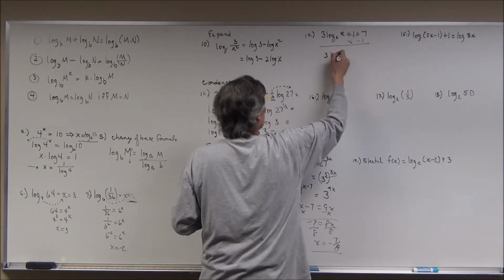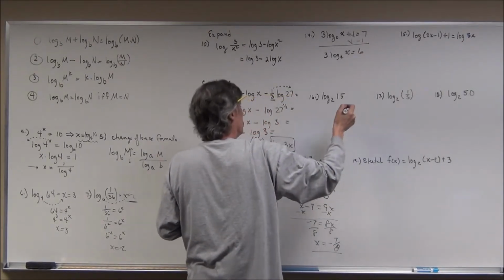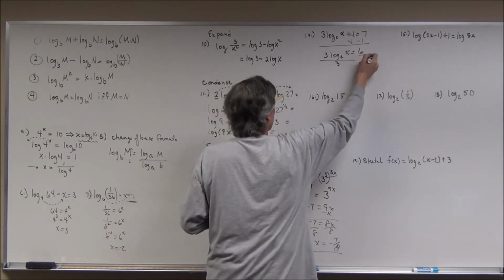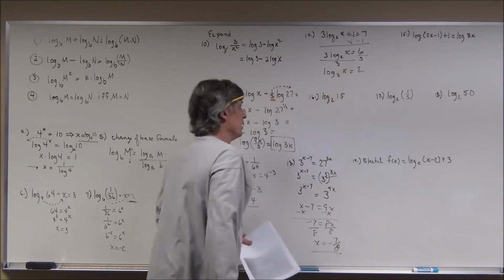I get 3 times the log base 2 of x is equal to 7 minus 1, which is 6. Then I'm going to divide both sides by 3, and I get log base 2 of x is equal to 2.